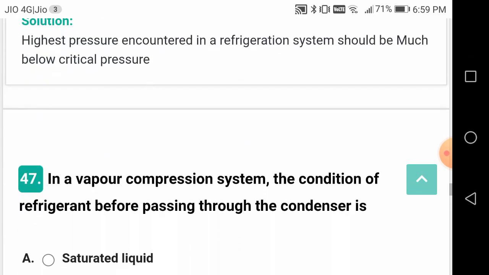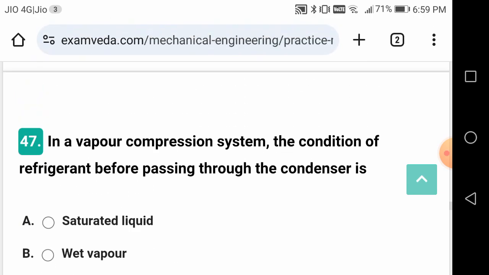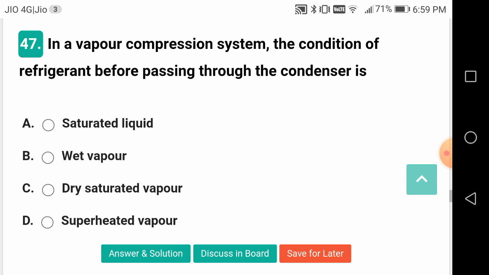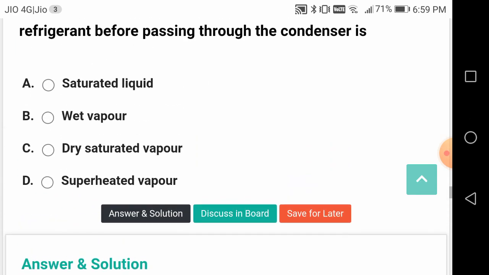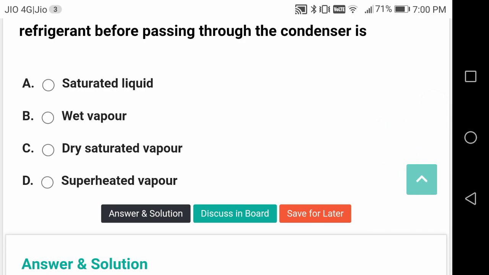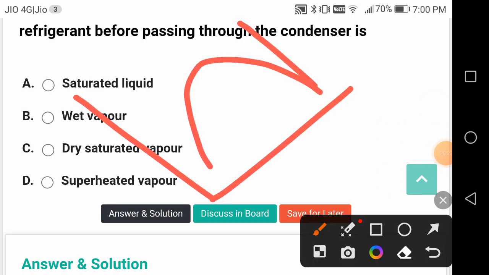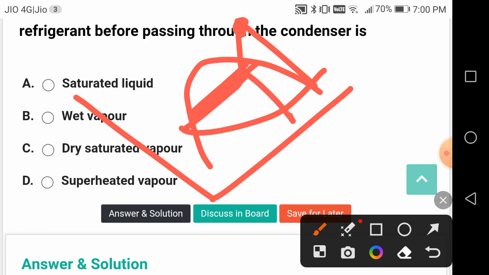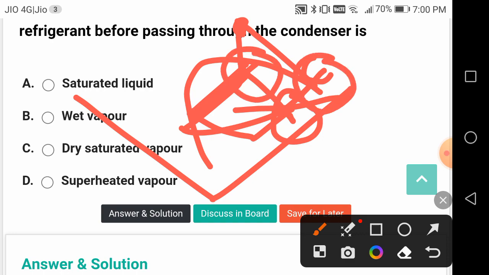And it is very difficult to design also, friends. In a vapor compression system, the condition of refrigerant before passing through the condenser is superheated vapor. Just now I have drawn it for you, friends. So this is your superheated state. This is the dry saturated state. So before entering into the condenser, it will be in dry superheated state. If the start is wet, it will be dry saturated. If your initial point in the compressor is wet compression, then it will be dry saturated. If it is dry saturated at the compression beginning, it will be superheated.